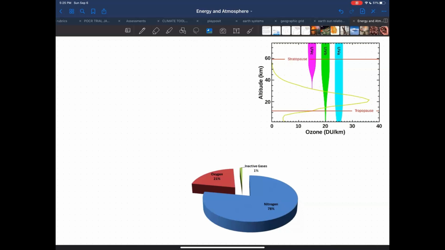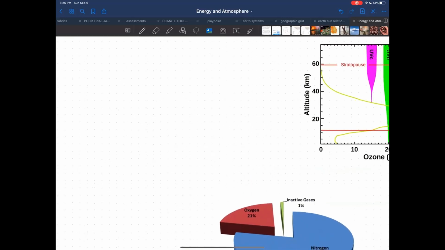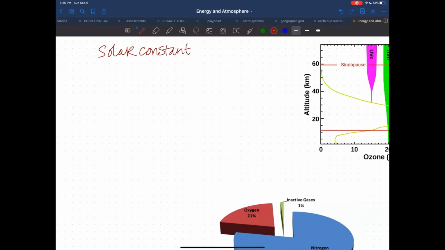Radiation as it's moving through our atmosphere. And there's a couple terms you'll see in your list of terms and objectives, and that is solar constant, which is the former way it was referred to. Today, they are more likely to use TSI, or total solar irradiance.